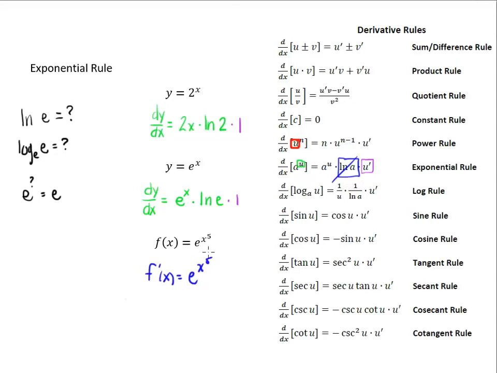So I look up here at the exponent. This is a power rule problem, because the variable is in the base. The derivative of x to the 5th using the power rule is 5x to the 4th, times the derivative of x, which is 1. And there is our answer right there: e to the x to the 5th times 5x to the 4th is the derivative of f of x. And that is the exponential rule.